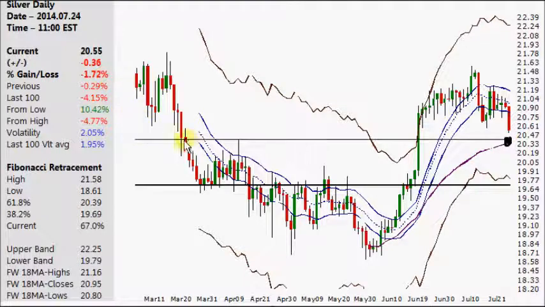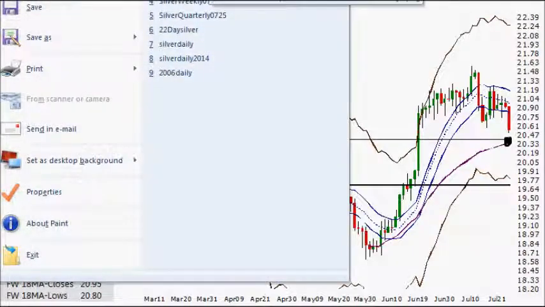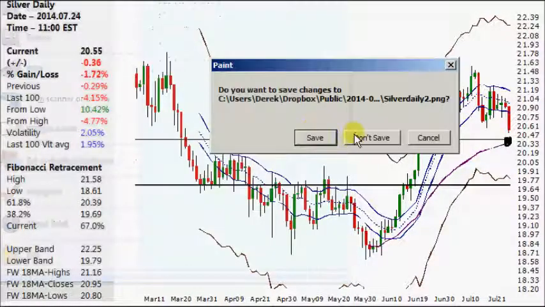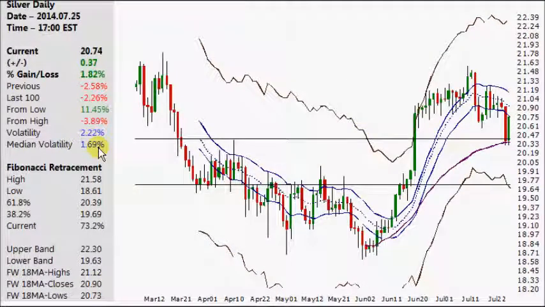One quick little note as well. Last 100 volatility average on Thursday was 1.95%. I have changed that to median. For the median volatility, which is about the 50th highest of 100, well, it's in at 1.69%, which is lower. But think about it.